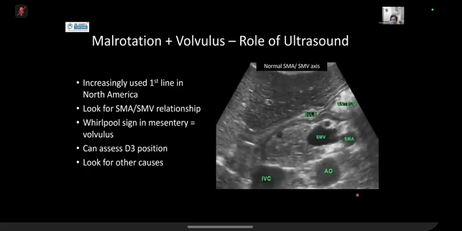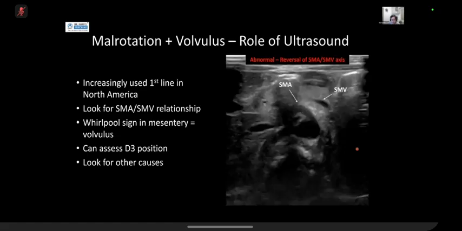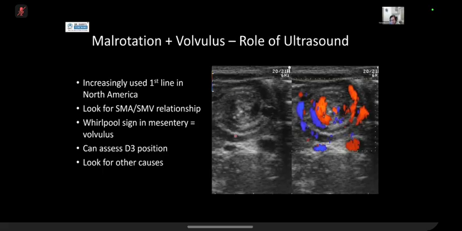So for your normal SMA-SMV axis, your SMV should be between the 9 and 12 o'clock position relative to your SMA. Okay, and if it's abnormal, if your SMA is here, your SMV normally should be here, but it's on the other side. So that's reversal. And in volvulus, what you're looking for is this swirling of the mesenteric vessels, as I said, making you highly suspicious of volvulus.